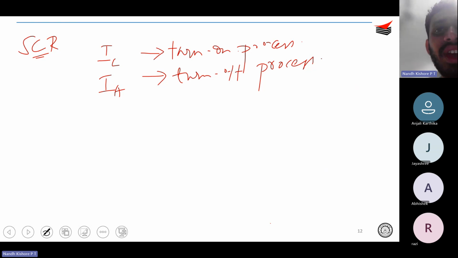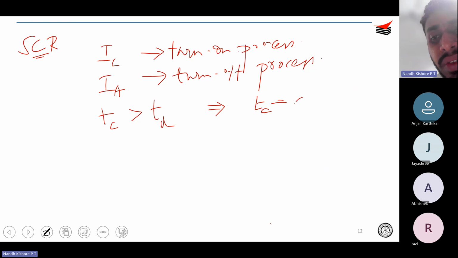Okay. And then during turn off, you also studied the circuit turn off time and the device turn off time. So what is the device turn off time? It is the interval for which you have to apply negative voltage to the SCR. Correct. And what is the circuit turn off time? Circuit turn off time is the period for which the negative voltage is being provided by the external circuit. So you have to ensure that TC, the circuit turn off time, is more than your device turn off time. And the relation is basically TC is equal to TD times some safety factor.